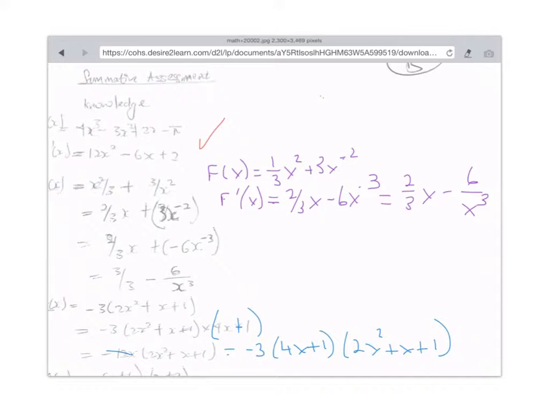The first question is correct. You took the derivative there perfectly for the polynomial function. For the second function, you got a little bit mixed up.